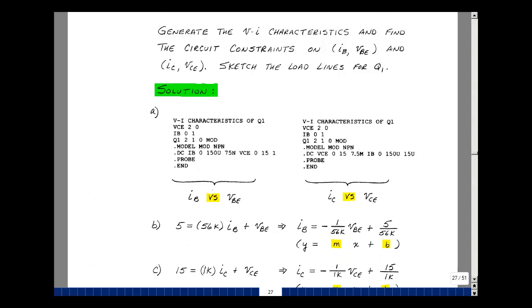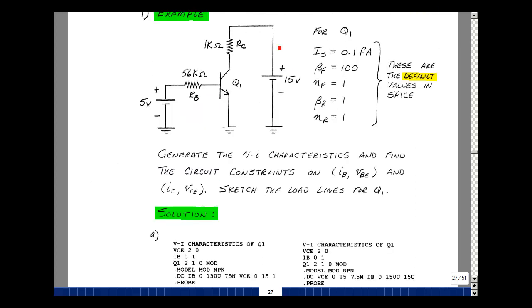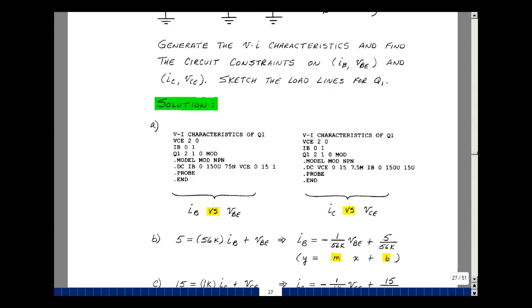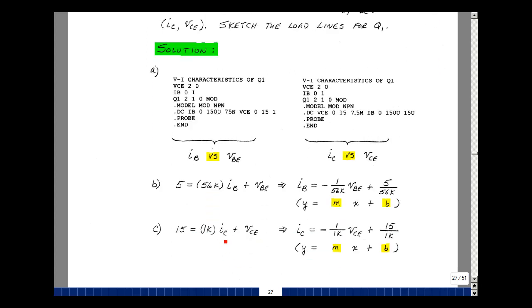For the collector emitter, the rise in voltage is 15, the drop is I sub C times 1K, plus the collector emitter voltage. And that's the equation on the bottom of the page. Solve for I sub C. Bring this on the other side of the equation as a minus VCE, and divide by 1K, and then divide the 15 by 1K. And again, we have the y-axis and the x-axis and the equation of a straight line.